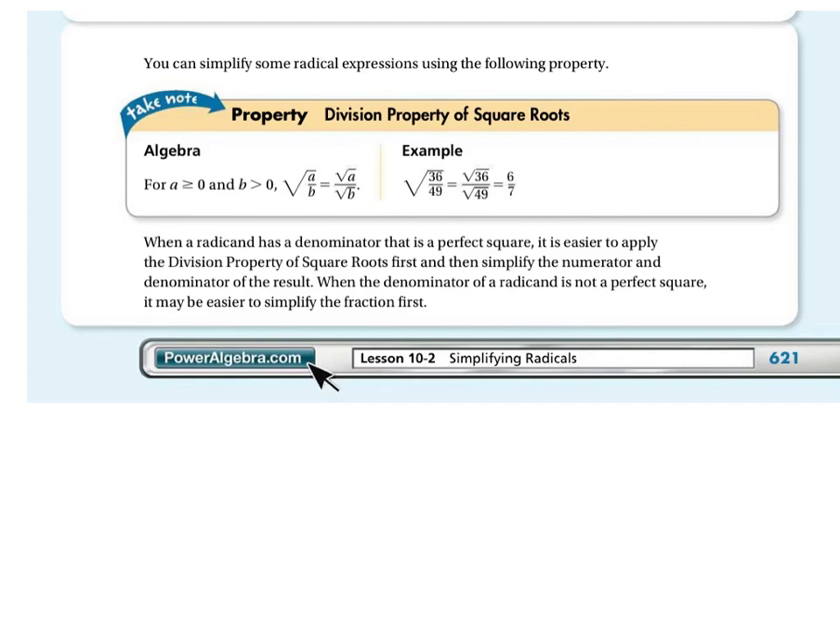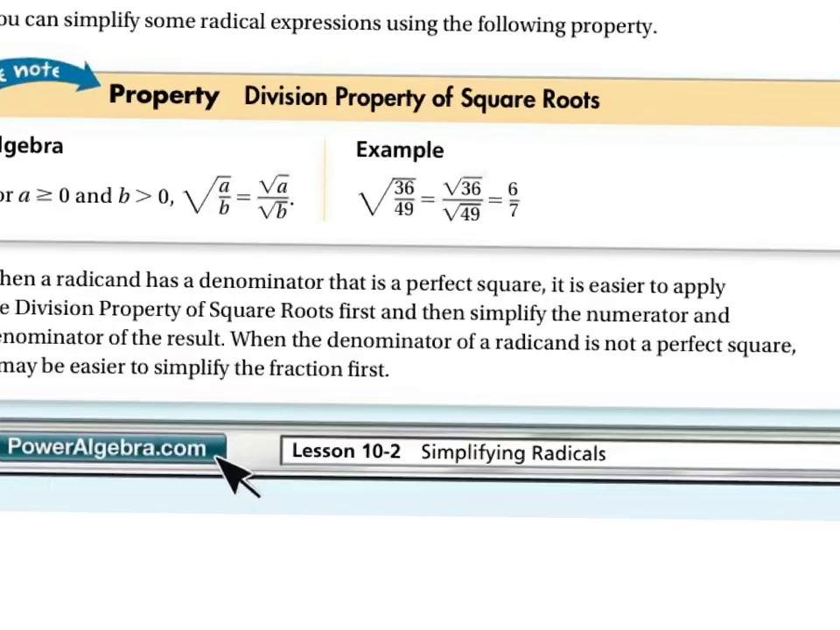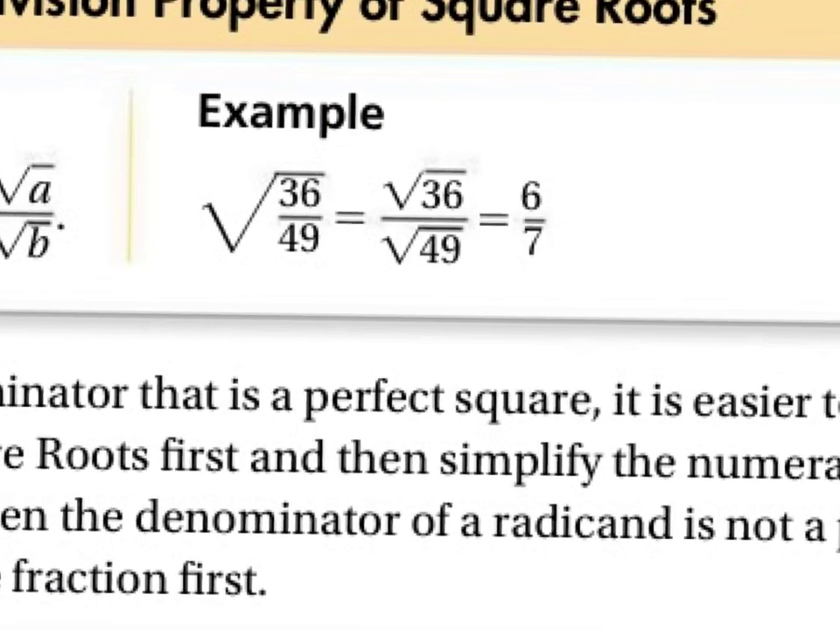The bottom of the page talks about how we can simplify radical expressions using this property. Basically, the property says if you have a fraction underneath a radical, you can split it up. So let's look at the example with the numbers here. So square root of 36 over 49, we could try to think of what times itself will give us 36 over 49, which would end up being 6/7. But it's probably easier for us to think about it if we split it into 2 separate parts.